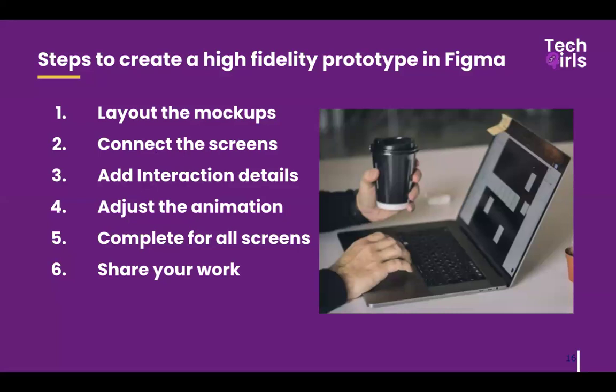Interaction details are like, maybe when I click on this button, it should slide in, or move up, or come from up or come from down. Those are the details you're also going to specify. Then the fourth one is to adjust the animation, so that it looks better and finer when your viewers are using it. Then the fifth one is to complete it for all the screens. Then you share your work, where you present to start viewing how it looks.